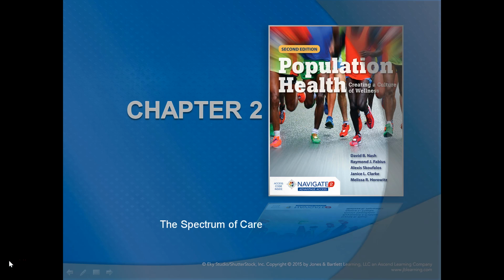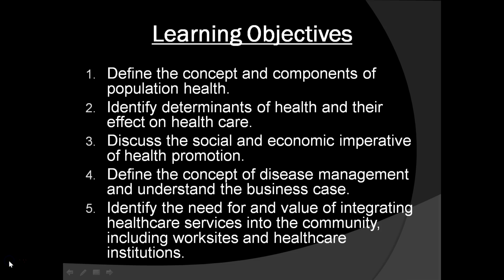Now we're going to talk about Chapter 2, the spectrum of care. In this chapter, the learning objectives that I'm going to be expecting are to define the concept and components of population health, to identify the determinants of health and their effect on healthcare, also to discuss the social and economic imperative of health promotion, define the concept of disease management and understand the business case, and also to identify the need for and value of integrating healthcare services into the community, including work sites and healthcare institutions.